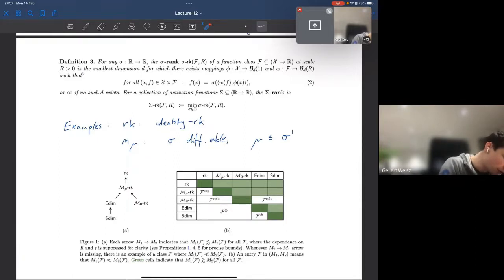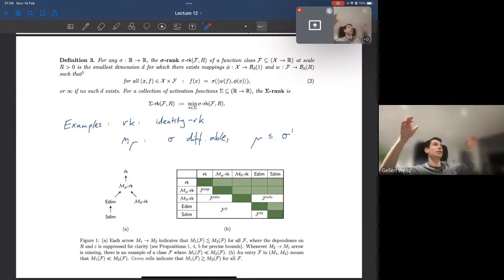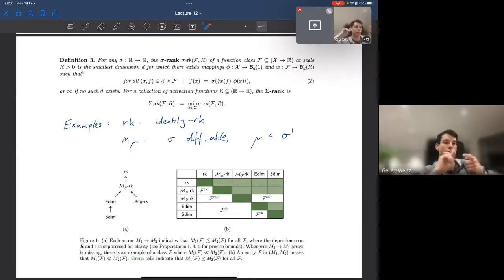for all of the X and F, where X is coming from the space that your function acts on, and F is an element of the function class. For any member of it, you can express the function's value at X as just the sigma of the inner product of these two d-dimensional quantities. So what this means is, what is the dimension that you need to be able to embed both your function class and your X space in this d-dimensional space, such that you can express the function's value with this inner product, but you also have the activation.